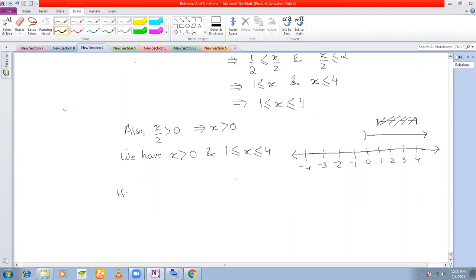Hence, domain of f must be equal to 1 less than or equal to x less than or equal to 4. In terms of intervals, if you want to write, you write it as a closed interval, [1, 4]. Is this clear?